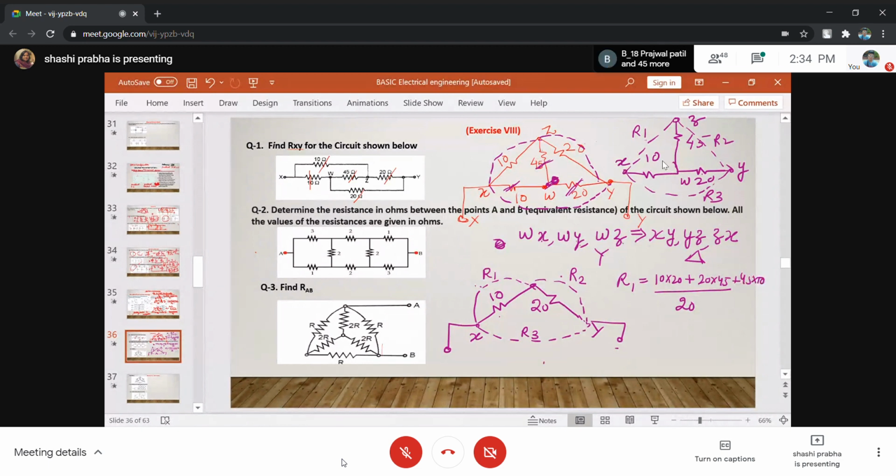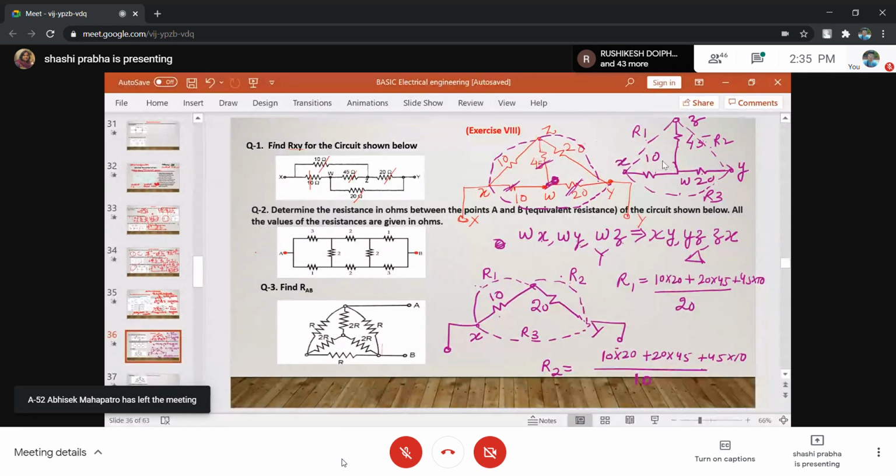What is R2? What is this R2? What is touching it? 45 and 20. What is non-touching? 10. So 10 will go there in the denominator and the numerator will remain same: 10 into 20, 20 into 45 plus 45 into 10. Similarly, what is this R3? Numerator will be same and denominator is 45. So this is the R1, R2, R3 calculation.